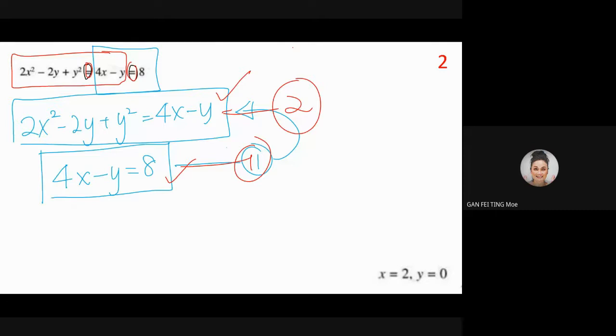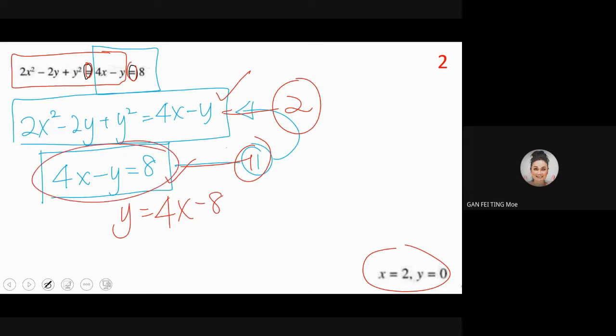If you're so lazy that you press everything into your calculator and straight away give this answer, I'm sorry, y'all. You don't get even the subject equation mark because I don't see which one is your subject. The subject equation should be y equals 4x minus 8. This is also a very common mistake done by students.